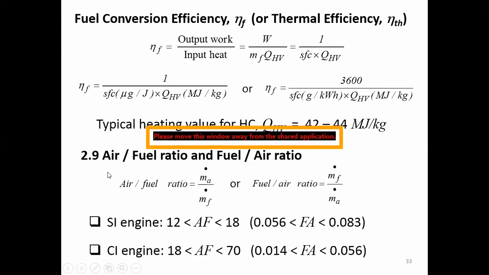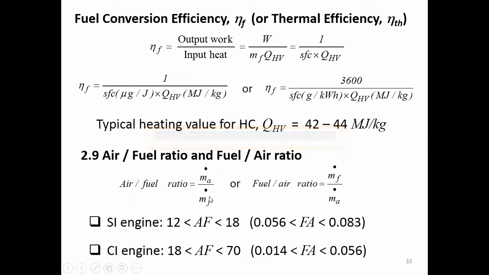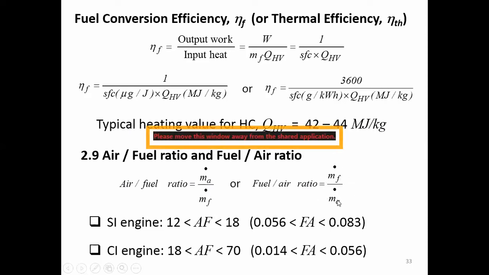Okay. The next one is the air-fuel ratio or fuel-air ratio. The air-fuel ratio is the air mass flow rate divided by the fuel mass flow rate. For the fuel-air ratio, it goes the other way around: the fuel mass flow rate divided by the air mass flow rate. Now I give you here the typical air-fuel ratio for the SI engine and for the CI engine.